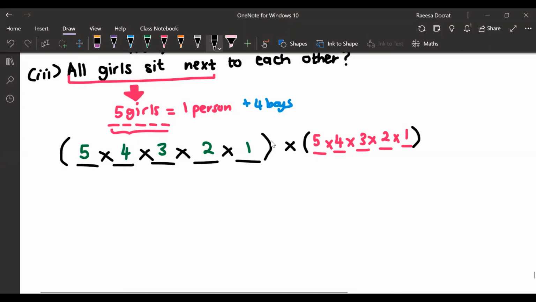So let's just go over that. The first one is treating all the girls as one person. So in total, we have that 1 big person plus 4 boys. So we have 5 people that we're arranging. That will make sure that the girls are seated together. Then we want those girls, they can sit in any order. So then we're ordering the girls.